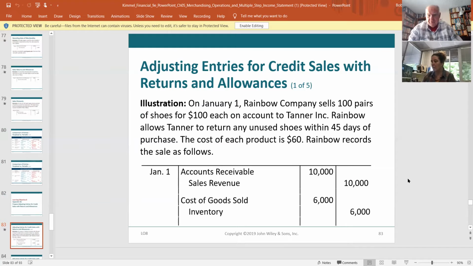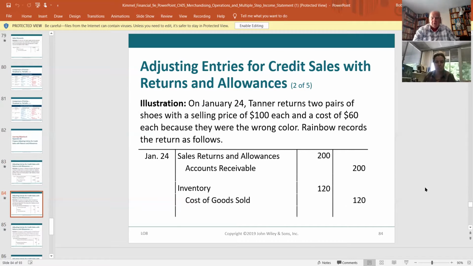Rainbow Company sells 100 pairs of shoes for $100 each, and they allow their customer to return any unused shoes within 45 days. So here's the sale under a perpetual system. We sold 100 pairs of shoes for $100. That's $10,000 accounts receivable, credit sales revenue, right? Shoes have a cost of $60, so we debit cost of goods sold and we credit inventory. In other words, we made a gross profit of $4,000 on that transaction, correct?